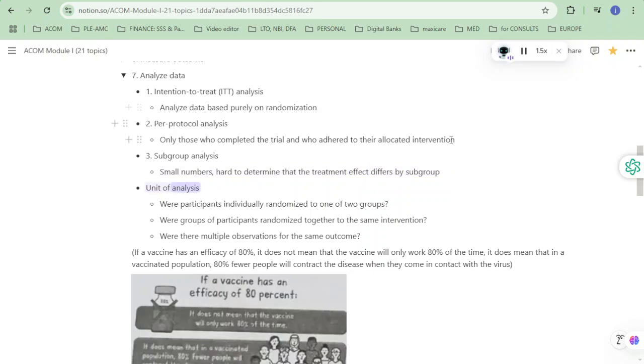Unit of analysis. Were participants individually randomized to one of two groups? Were groups of participants randomized together to the same intervention? Were there multiple observations for the same outcome?